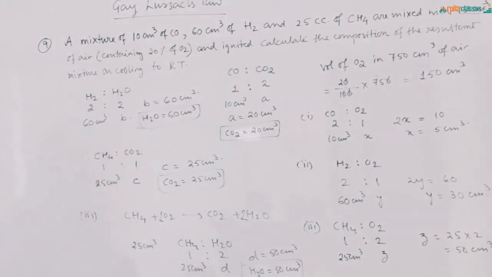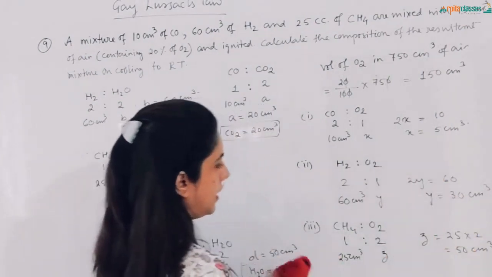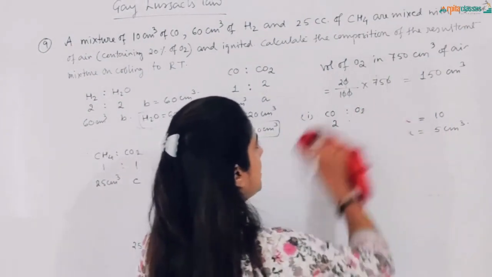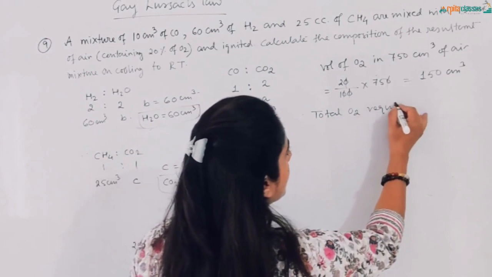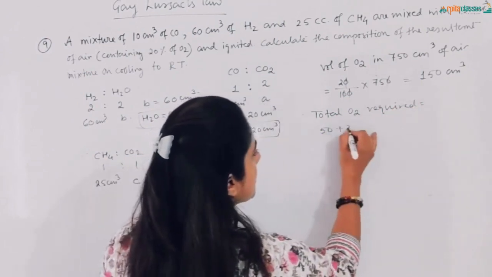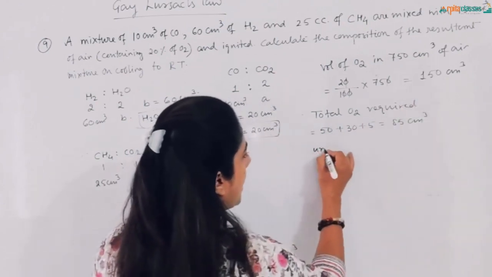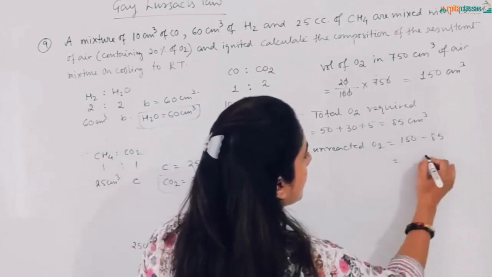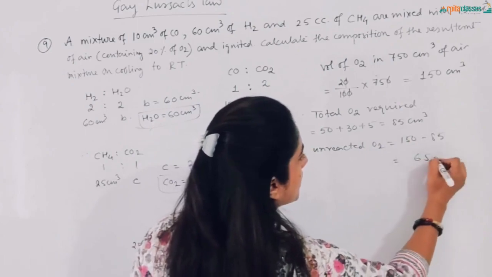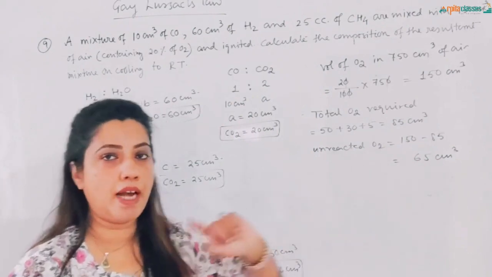Now let us summarize and calculate the composition of the resultant mixture. So total oxygen required is equal to 50 plus 30 plus 5, that is 85 centimeter cube. So unreacted oxygen is 150 minus 85, that is 65 centimeter cube. So in the resultant mixture there will be 65 centimeter cube of unreacted oxygen.